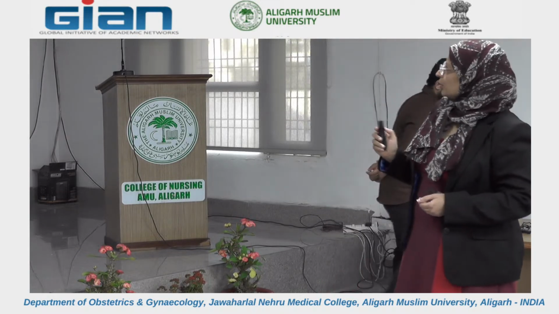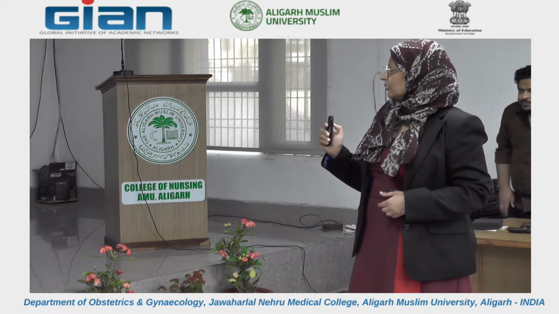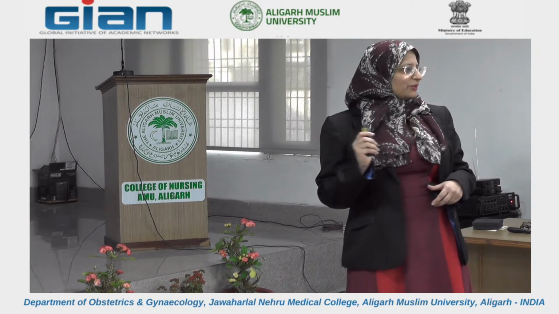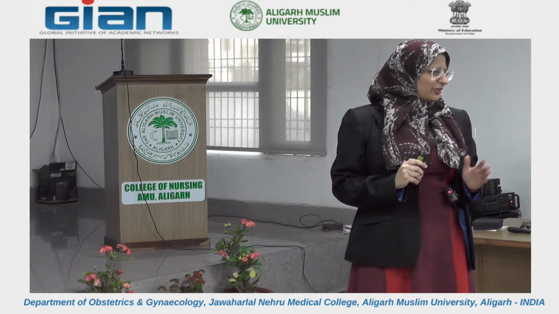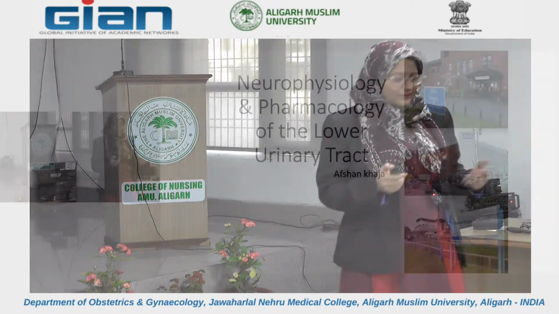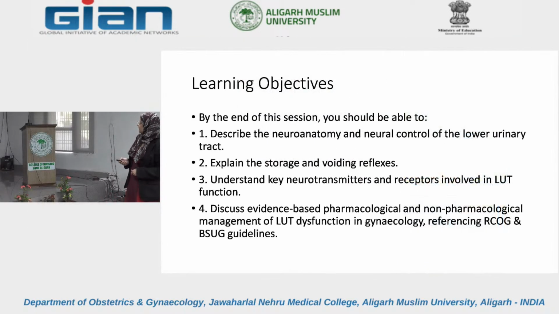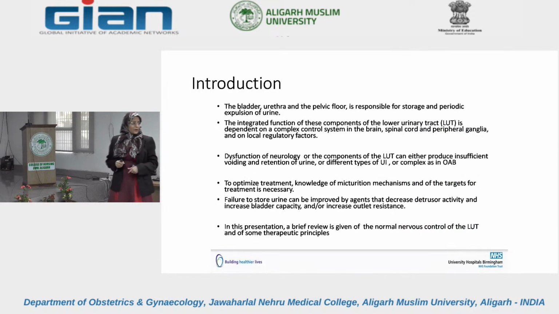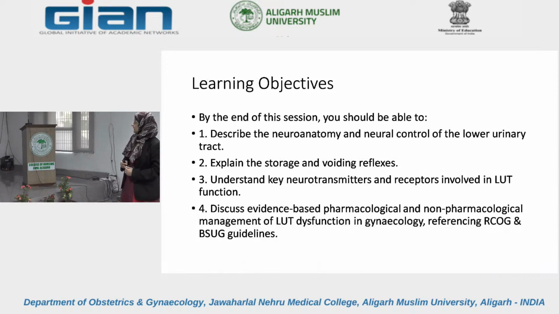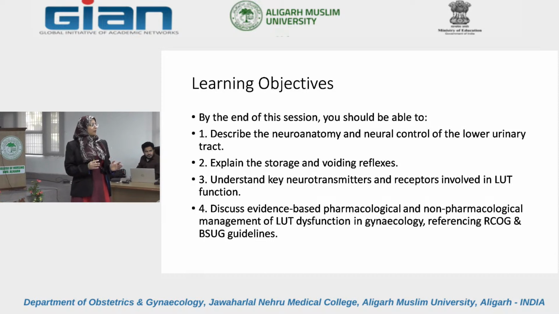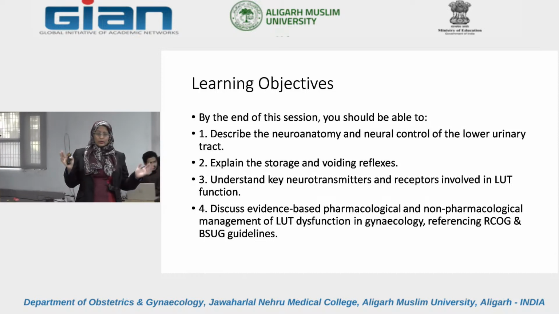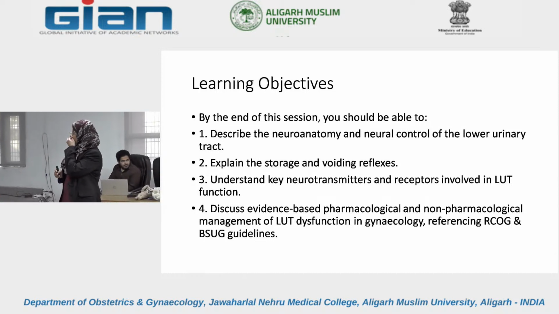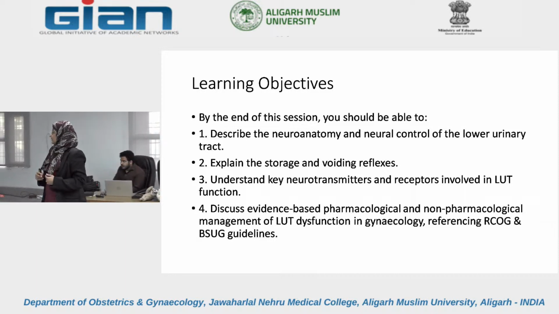So we are talking about neurophysiology and pharmacology. This is another thing which as students we are scared of, isn't it? It's not a very nice topic. It's difficult to understand. So I've made it very simple. What do we want at the end of this lecture? That all of you understand what is the neuroanatomy very briefly and very simplified, only in reference to the urogenital system, not the whole neuroanatomy, and neural control of the lower urinary tract.